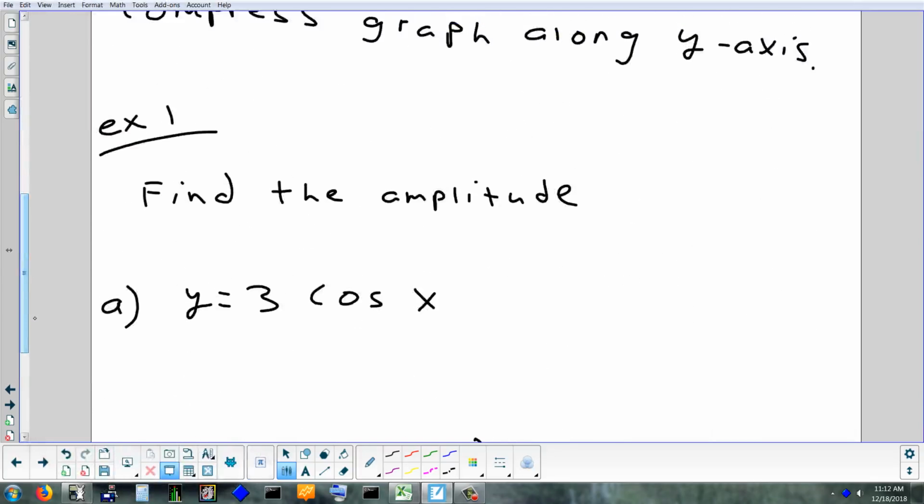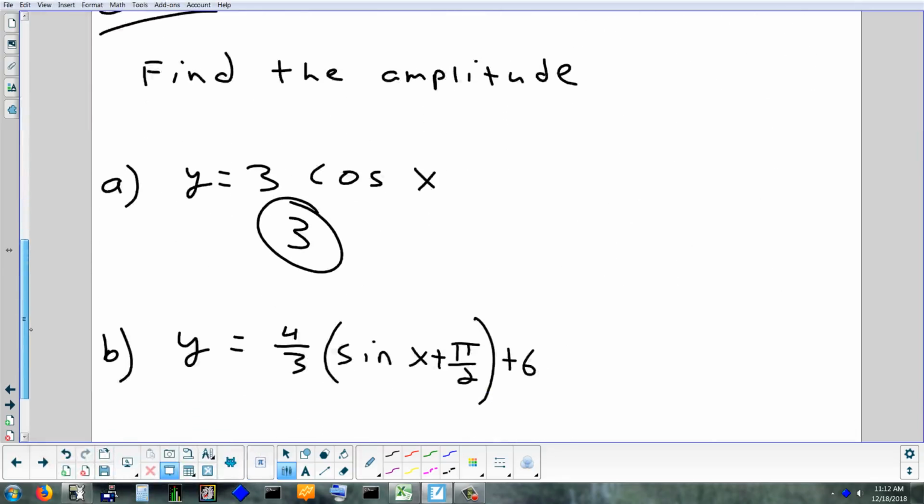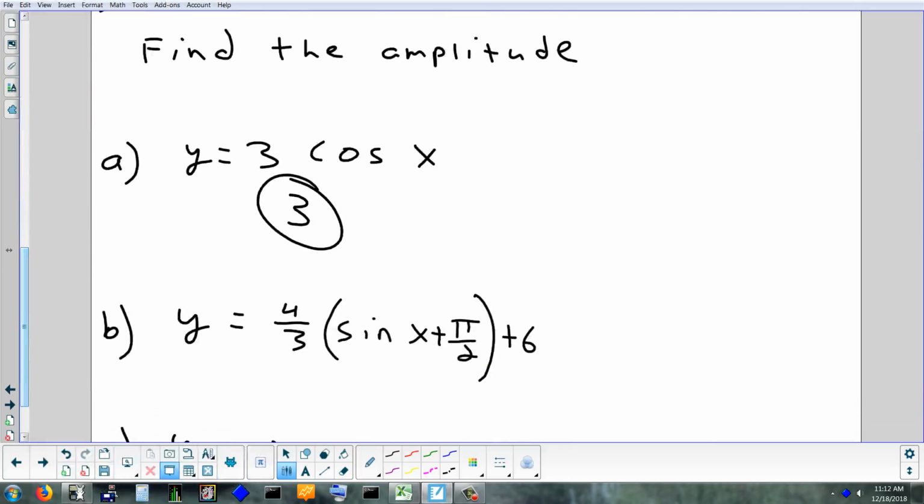All right, so let's find the amplitude of that one. 3 cosine x. Alec, what's the amplitude there? 3. 3, that's it. The amplitude is 3. How about in B? What's the amplitude there? Yeah? 4/3. Yeah, it's 4/3. There's all kinds of other stuff happening. There's a phase shift, there's a vertical shift, but that has nothing to do with the amplitude. Just focus on the number that you're looking for, which is the one in front.